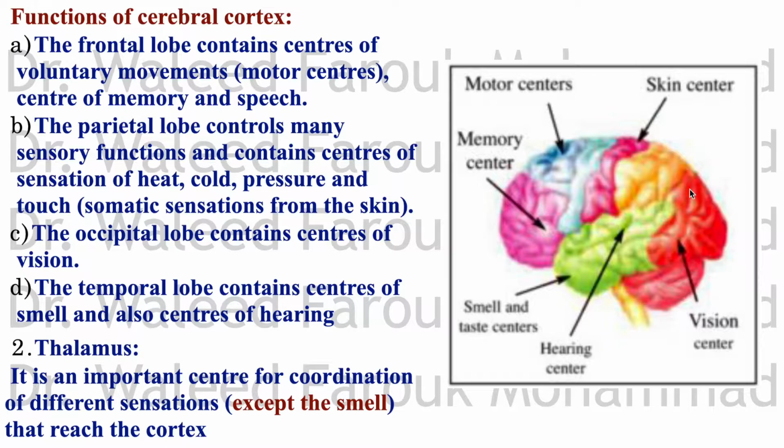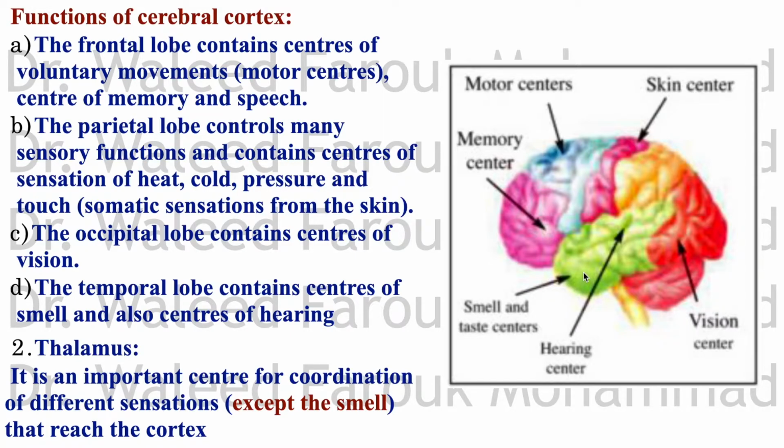الاوكسيبيتال لوب ده بتاع الفيجن. والشبكيه في خريطه على الاوكسيبيتال لوب باجزاء الشبكيه، يعني كل نقطه من الشبكيه بتوصل لنقطه معينه على الاوكسيبيتال لوب. الtemporal lobe contains centers for smell and also centers for hearing and smell، وكمان على فكرة للميموري، بس خلينا في الكتاب هنا. hearing and smell for the temporal lobe. يبقى الفرونتال lobe centers for movements and voluntary movements and memory and speech. parietal ده sensations من all over the body. الoccipital ده vision. التمبورال للهيرنج والسميل.